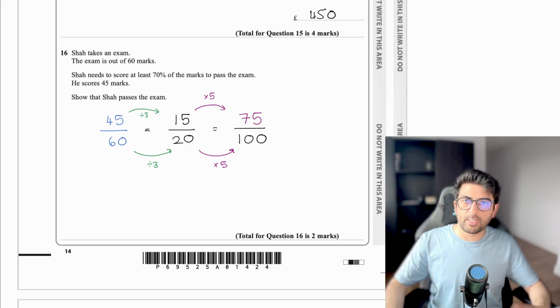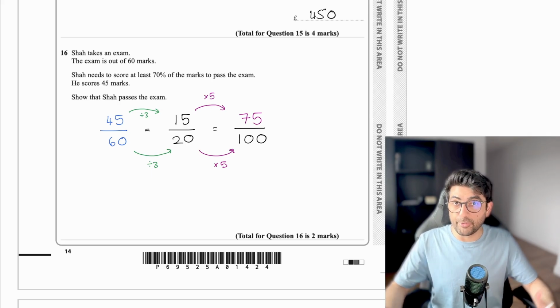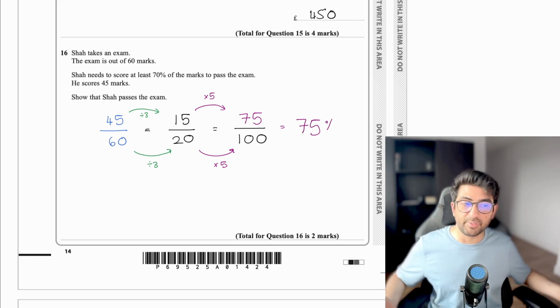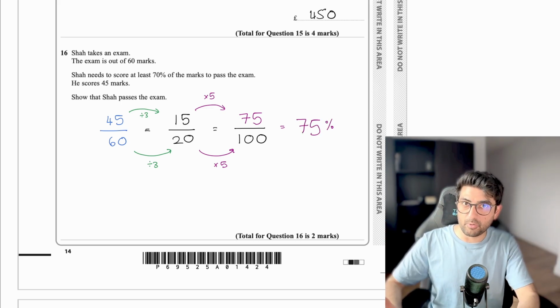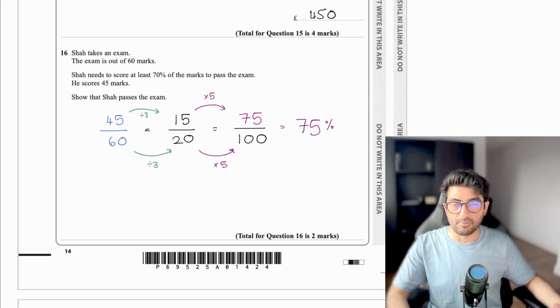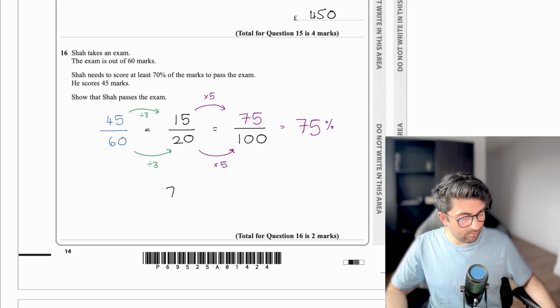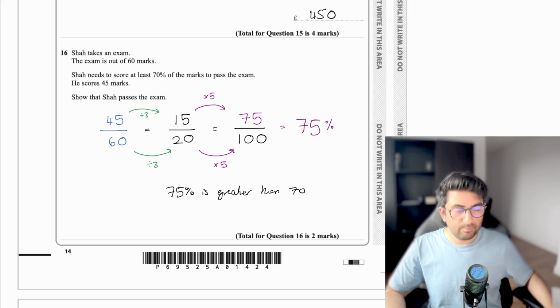And what did we say earlier? Anything over 100 is a percentage. The numerator is the percentage. So that's 75%. So how do we know that he's passed? The pass mark was 70%. He scored 75. So we've shown that he's passed. 75% is greater than 70%. Done.